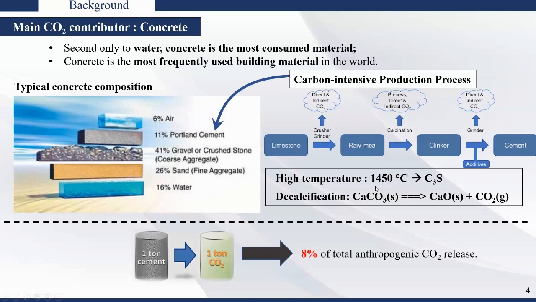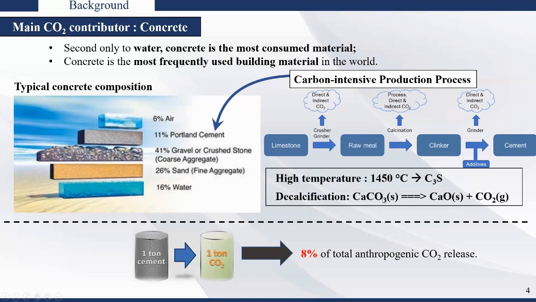The second major contributor during this production process is the decalcification of calcium carbonate. Because Portland cement is a calcium-rich material, we need calcium. The raw material is calcium carbonate because it is selected by most cement plants as it's relatively cheap and doesn't have regional limitations. But at a high temperature, over 800 degrees C, calcium carbonate will decompose into calcium oxide, which is what we need, and CO2.